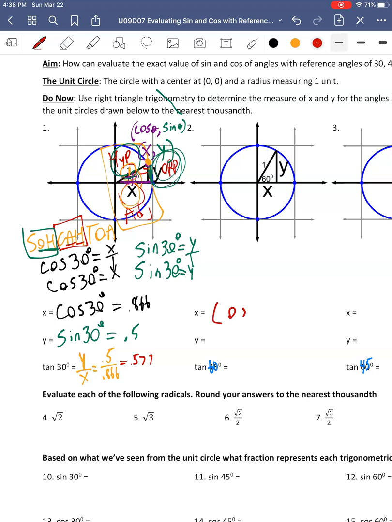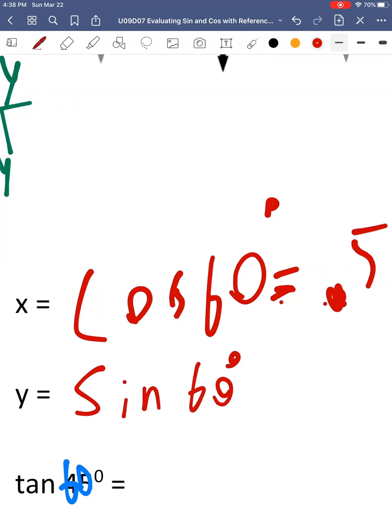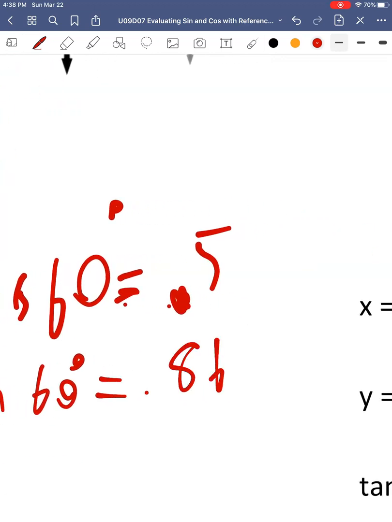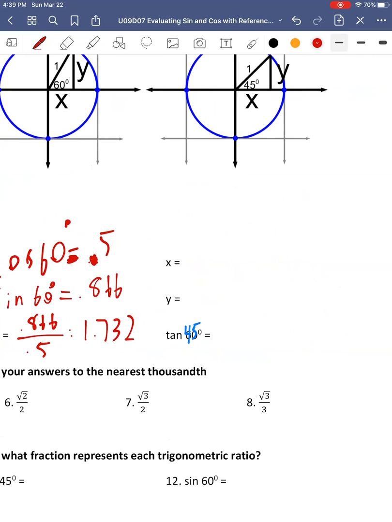So the cosine of 60 should be equal to 0.5. As we've addressed before, the sine and cosine values for the two different angles in a triangle are the opposites. So the sine of 60 should be equal to 0.866. And the tangent of this should be the y value over the x value, or 0.866 divided by 0.5, which if I use my calculator real quick, is equal to 1.732.